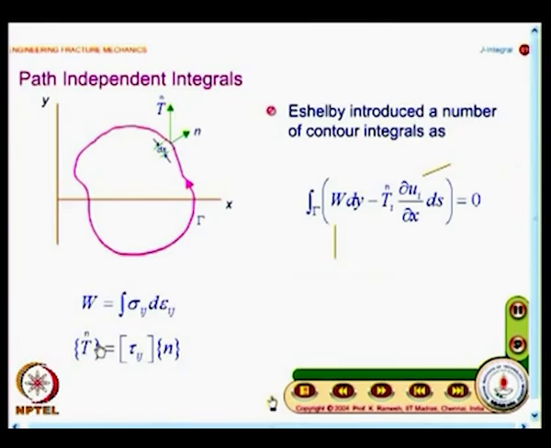Either you could put it as T_1 n or T_x n and T_y n, and the first term is nothing but integral sigma_ij delta epsilon_ij. This we had already seen earlier, we will again have a look at it. This is the final form of the integral, and if you take a closed contour, the integral goes to 0. How is this applied to fracture problems? This is what we have to look at, and that was done by Rice.